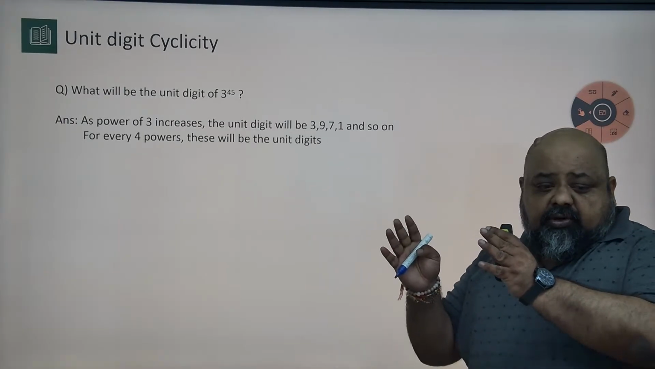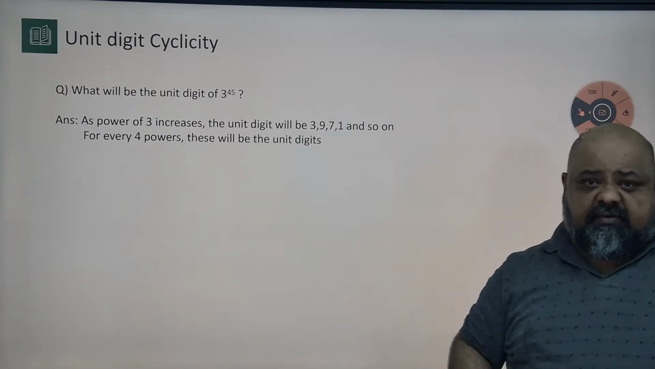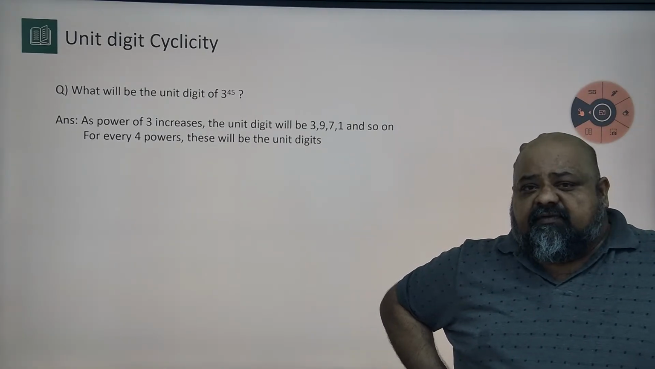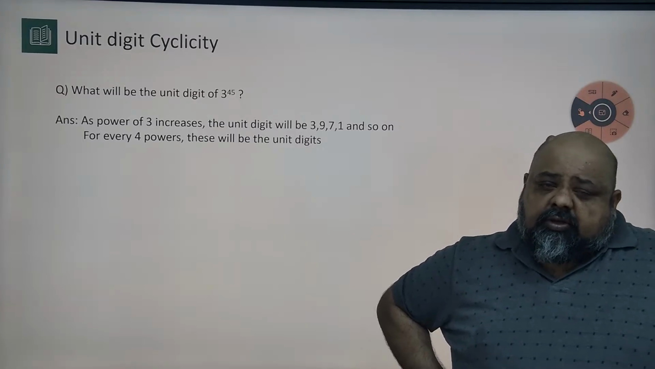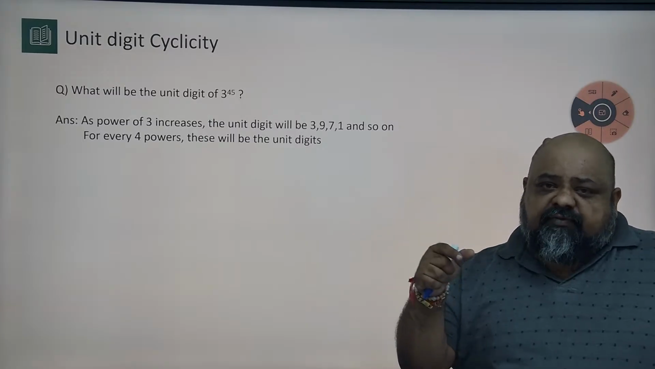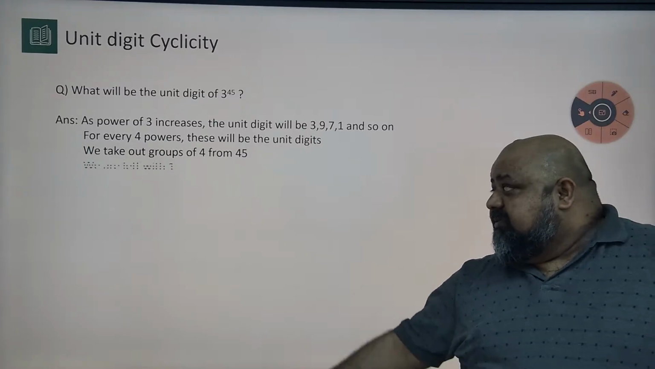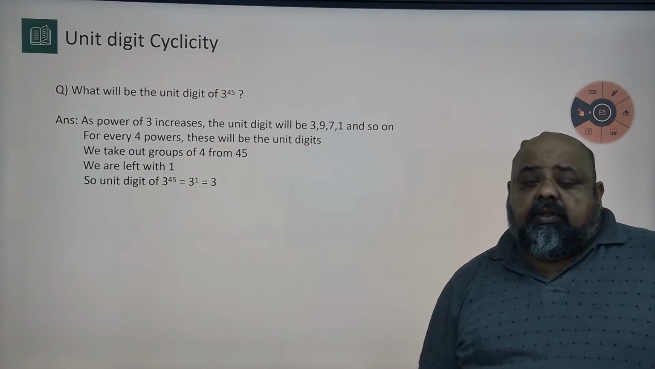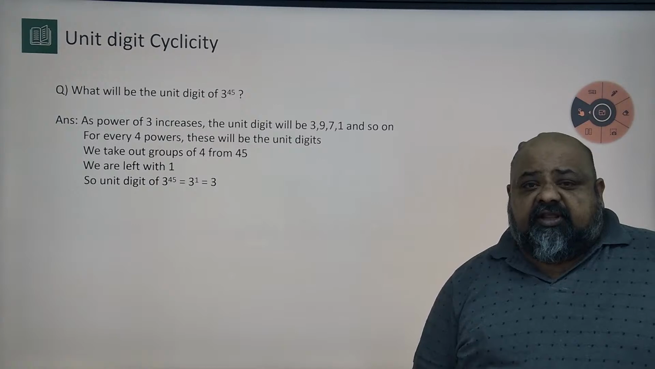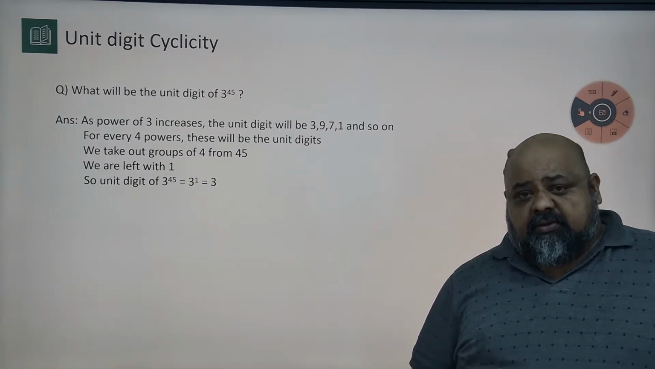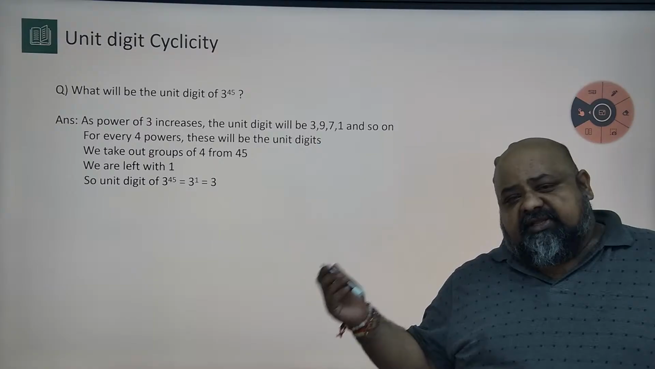So I take out groups of 4 from 45. The multiple of 4 less than 45 is 44. So if I remove those groups of 4, I will be left with 3 raised to power 1. So basically what I am saying is, the unit digit of 3 raised to power 45 will be the same as the unit digit of 3 raised to power 1, which I can calculate orally is 3.